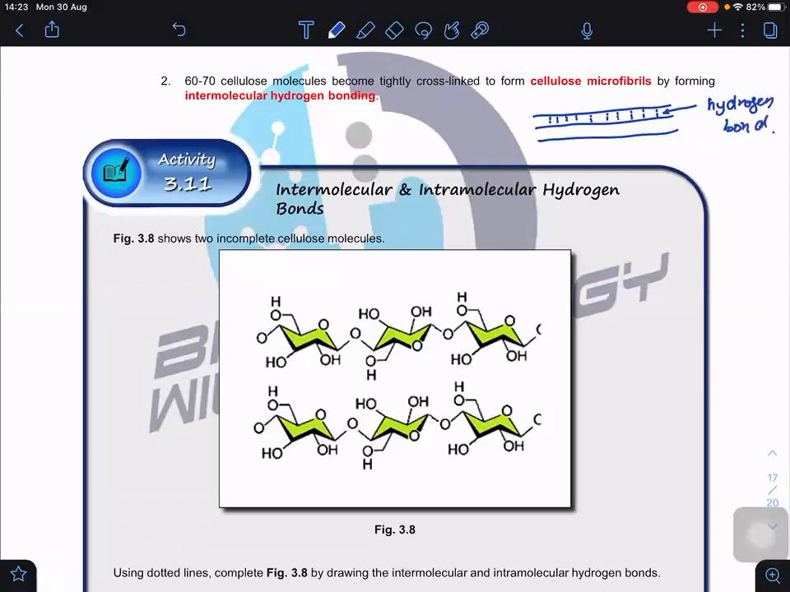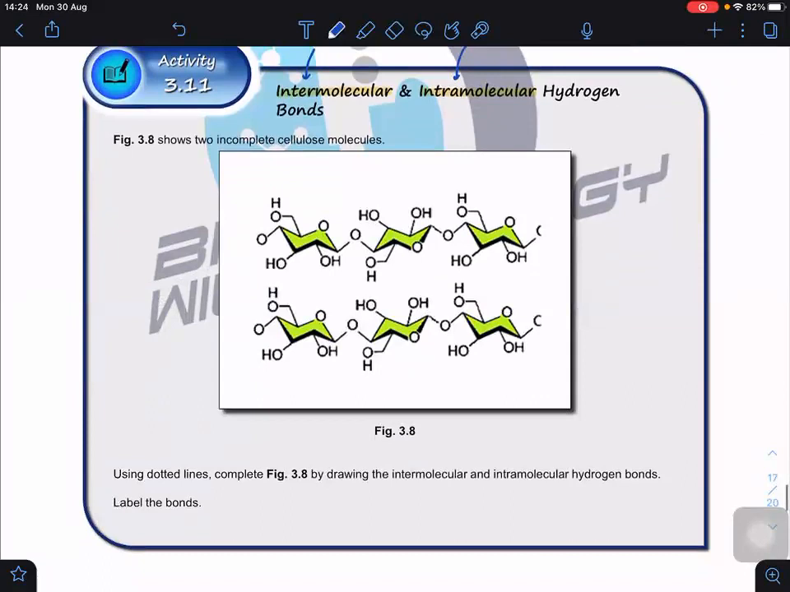So in this case, we have two terms that we have to learn here. One is intermolecular, another one is intramolecular. Inter means between. Intra means within. So look at this diagram now. It's a part of the cellulose molecule. If I label them, this is molecule number 1. This is molecule number 2. So they are two different molecules. Are you clear? Because we do know that they are unbranched molecules. So this continues all the way.